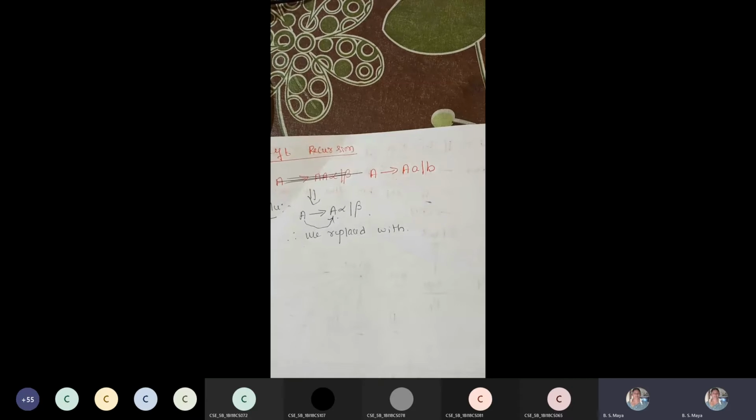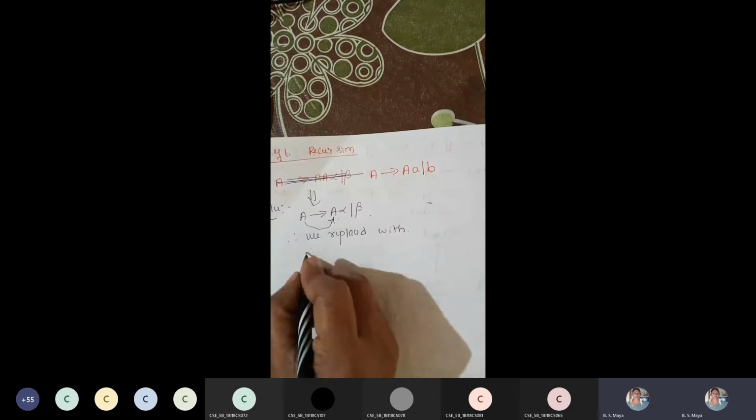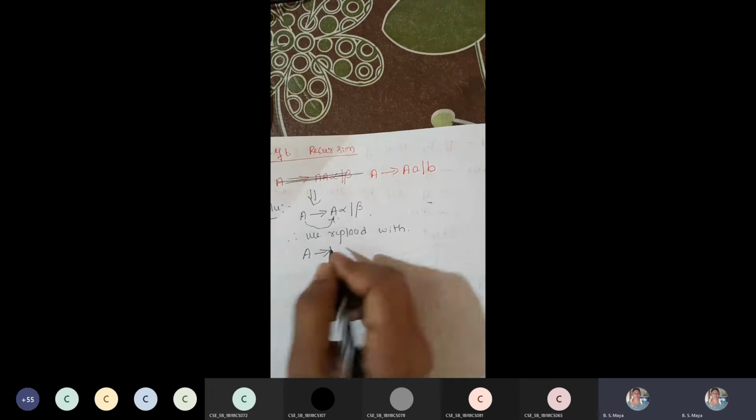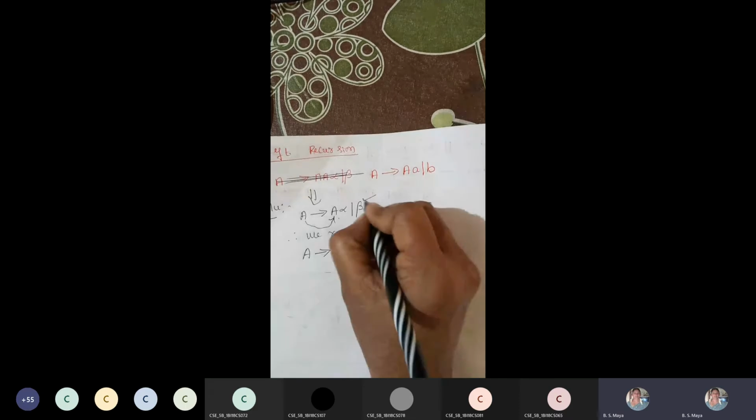If it is left recursion, then you have to replace it with what formula? Check your notes. Starting with A, you have to use the beta production first.